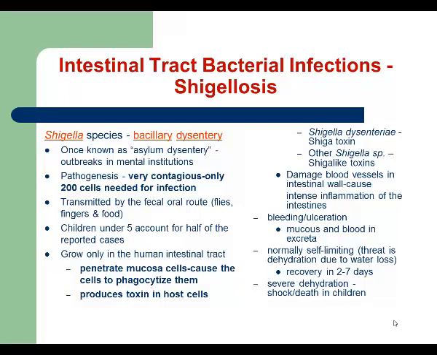The pathogens are very contagious. As you see, it requires only 200 cells to get infected and develop symptoms. And usually this infection affects young children. The source of infection will be an infected individual or contaminated food. And the main symptoms that patients usually develop will be abdominal pain, diarrhea, and very often we can see some blood in the stool of those patients because Shigella species can cause damage of the blood vessels of the intestinal tract.